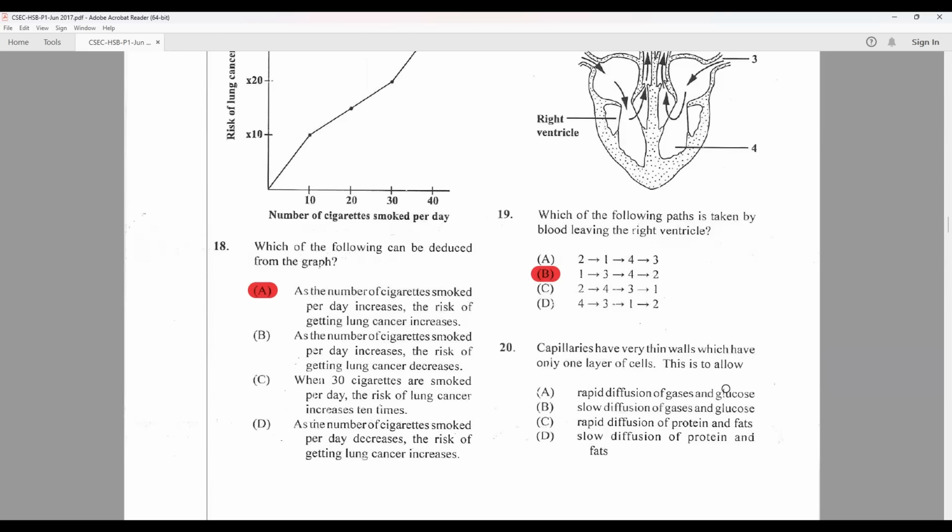Capillaries have very thin walls, which have only 1 layer of cells. This is to allow rapid diffusion of gases and glucose. Yes, that's the right answer. Slow diffusion, no. Rapid diffusion of proteins and fats? Why is blood going around carrying proteins and fats? Shouldn't it be glycerol, fatty acids, and amino acids? So proteins and fats being in your blood, no, something is wrong there. So your answer is A.